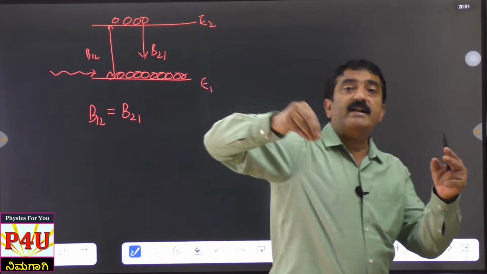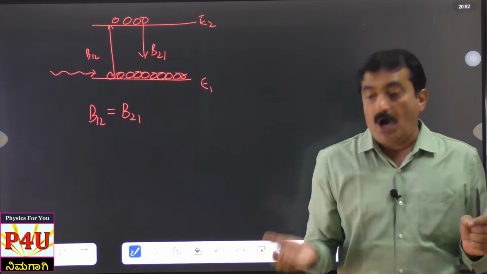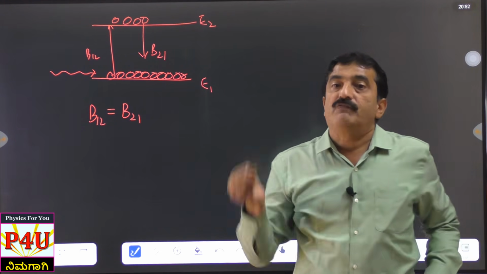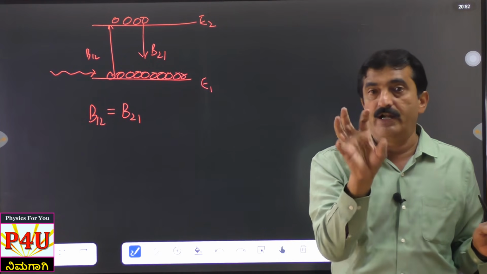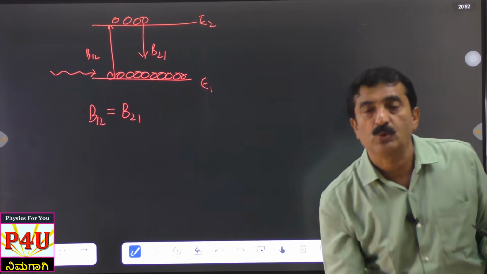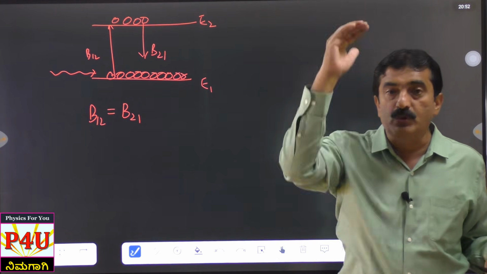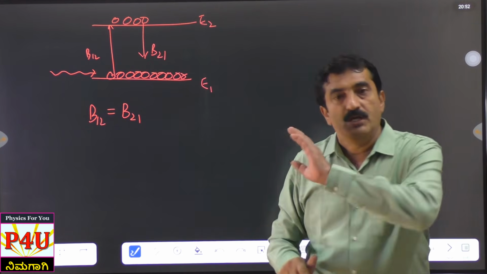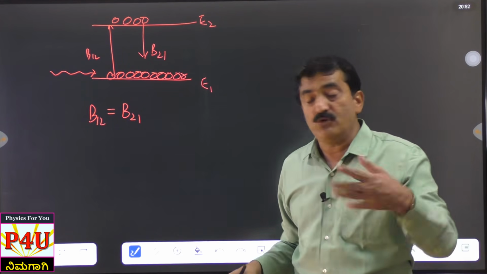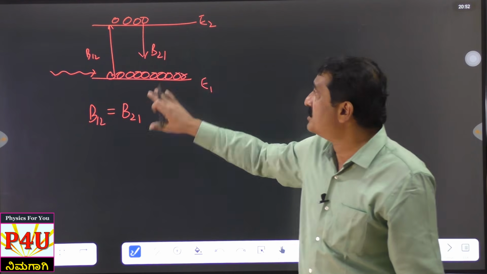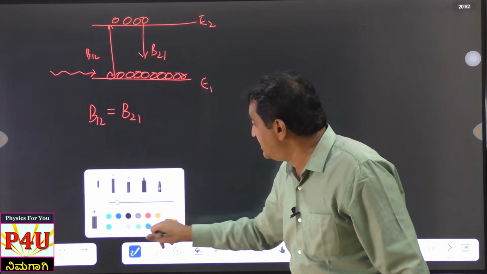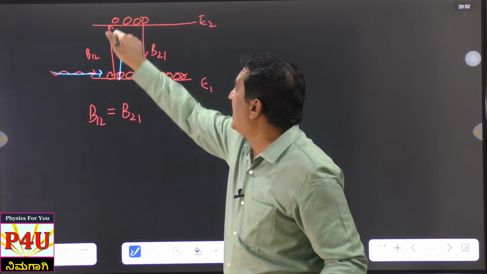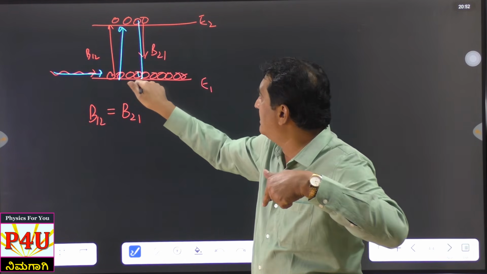That means your incident radiation has got equal probability of sending the atoms to higher level, taking atoms from higher level to lower level. That means if you send, let us say, 100 units of energy, 50 of that is used to excite the atoms, 50 of that is used to de-excite the atoms. So it is no loss, no gain. That means if you have only two levels, you cannot achieve population inversion at all. So you cannot achieve lasing action at all. So just by having ground state and excited state, it is impossible to achieve lasing action, because if you send the radiation, it will kick atoms to higher level, also take atoms from higher level to lower level.